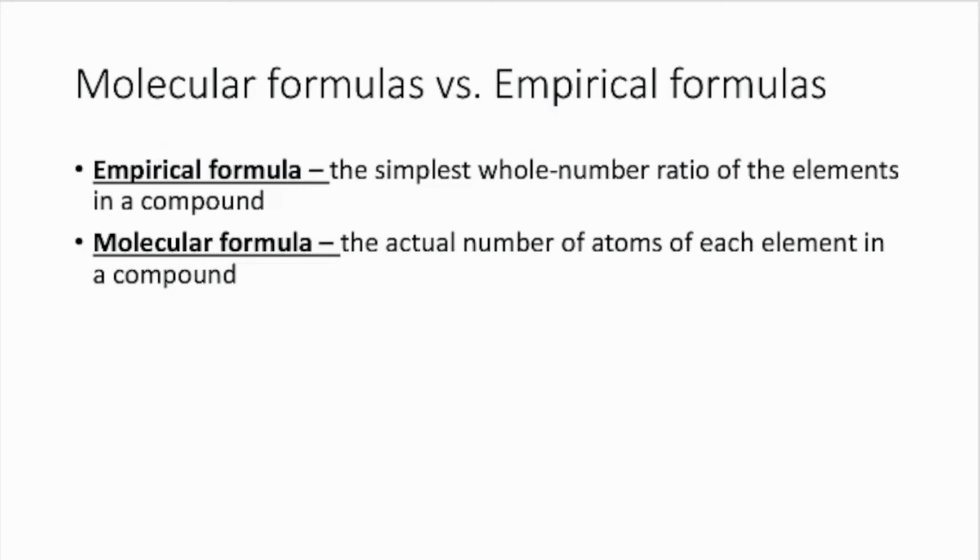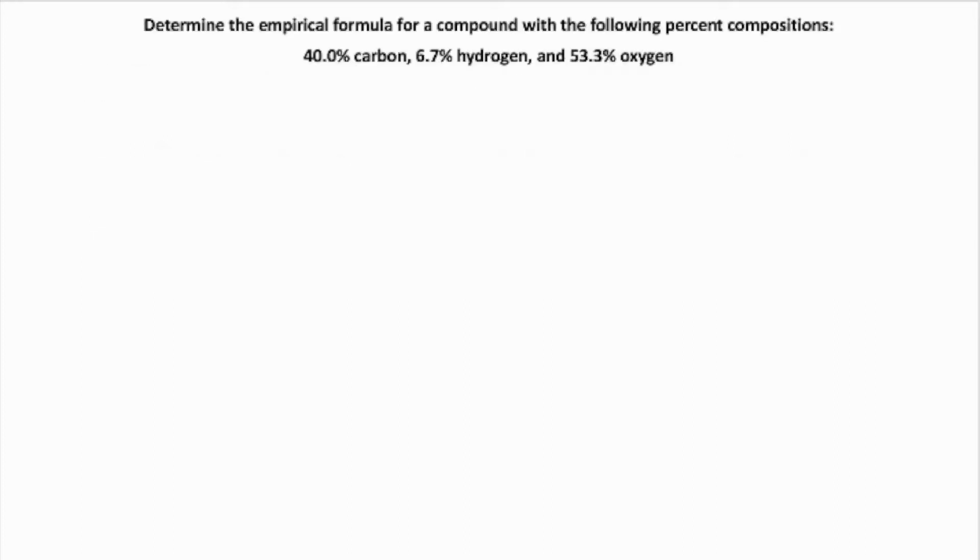Hi everyone, in this video we're going to be looking at molecular formulas versus empirical formulas. Now an empirical formula is the simplest whole number ratio of the elements in a compound, whereas the molecular formula is the actual number of atoms of each element in a compound.